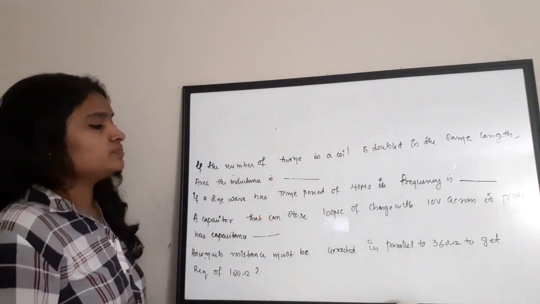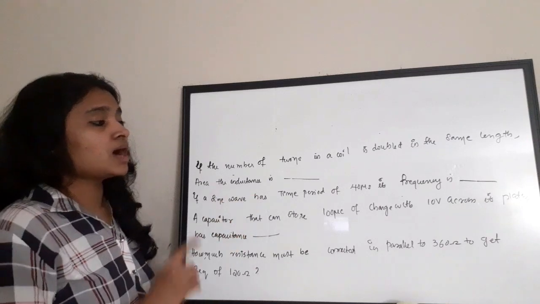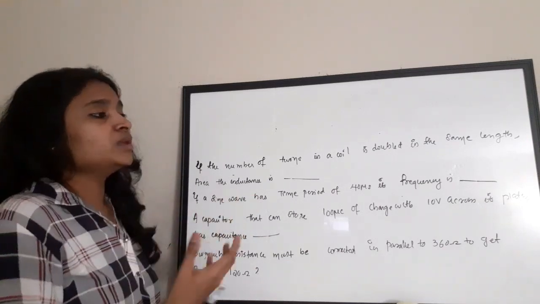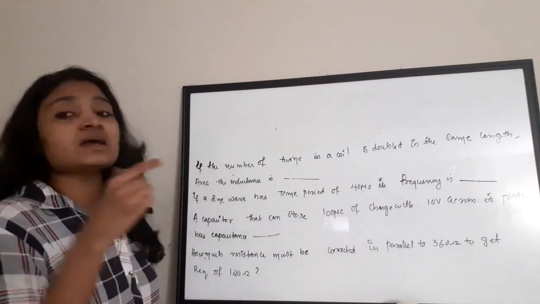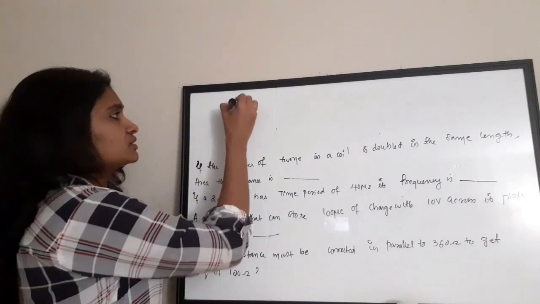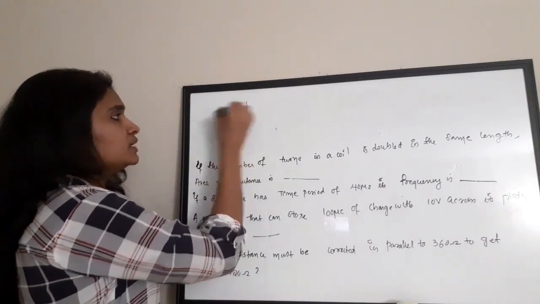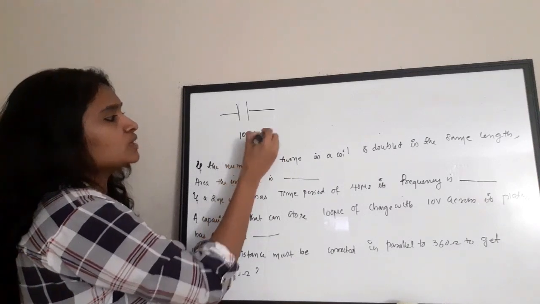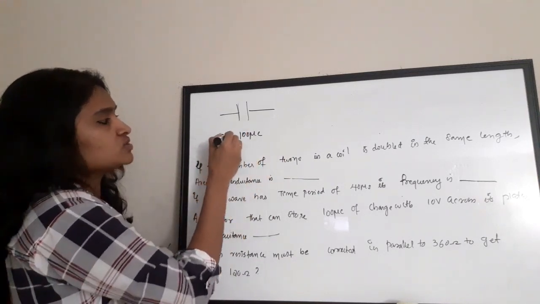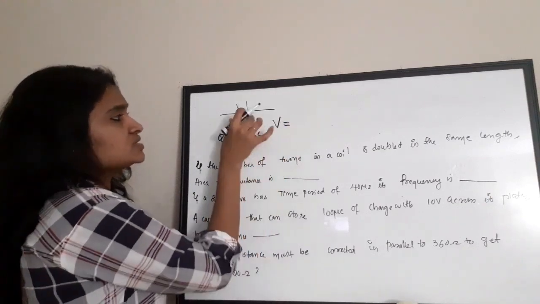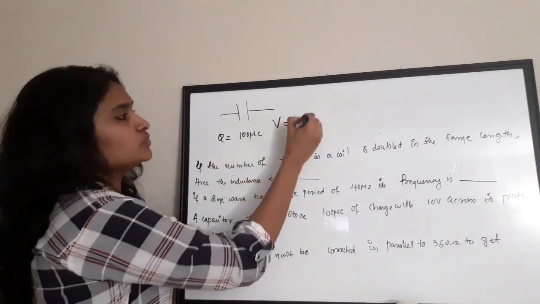A capacitor that can store 100 microcoulombs of charge with 10 volts across its plates has capacitance dash. Okay, so this is a capacitance problem. There is a capacitor which can store 100 microcoulombs of charge. That is Q, it can store 100 microcoulombs. Voltage V across these plates is given as 10 volts.